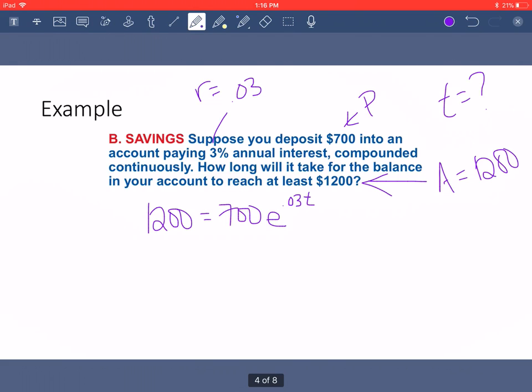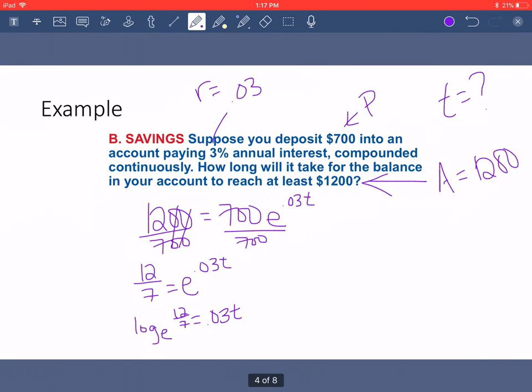So we're looking for t. Our first step in solving for t is to divide both sides by 700. So 12/7 equals e to the 0.03t power. And now I don't have anything to do other than put this in logarithmic form. So I've got the log base e of 12/7 equals 0.03t, and log base e is the same thing as the natural log. So I'm going to be taking the natural log of 12 divided by 7.